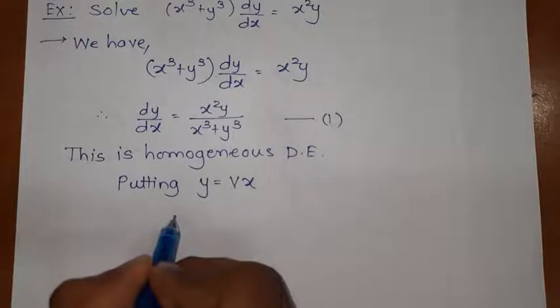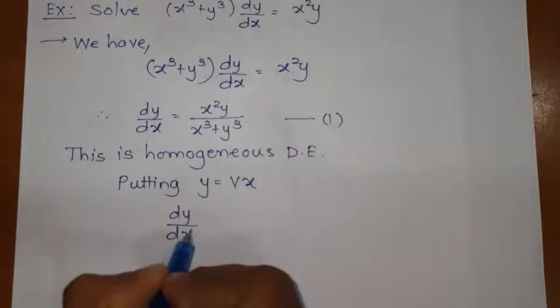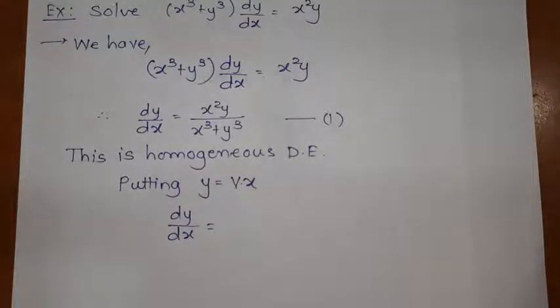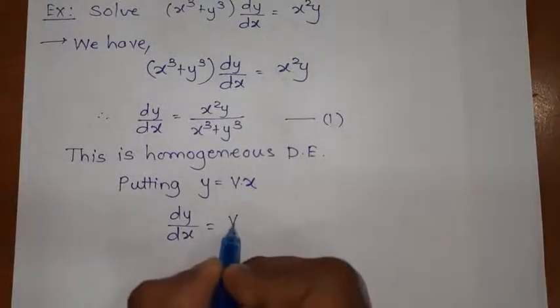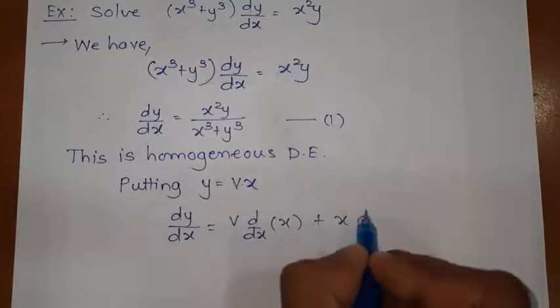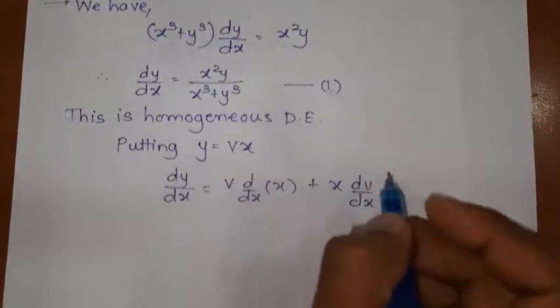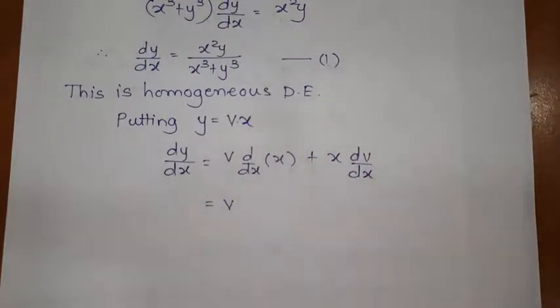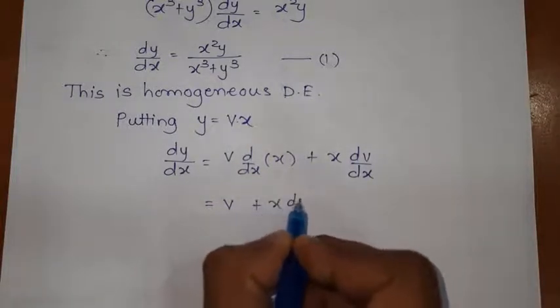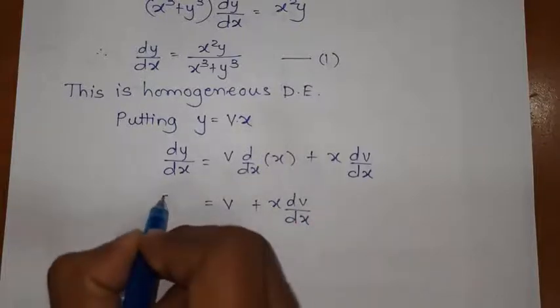See, let us take its derivative. What is the derivative of y? dy by dx. So here we have two functions. So when you take the derivative, we have to apply the u into v formula. Do you know the u into v formula? First into derivative of second plus second into derivative of first. So let us apply the formula. v into derivative of x plus x into derivative of v. What is the derivative of x? 1, we know that. I will skip this step. So v plus x dv by dx. So this is the value of dy by dx.